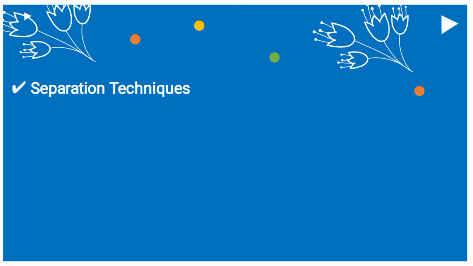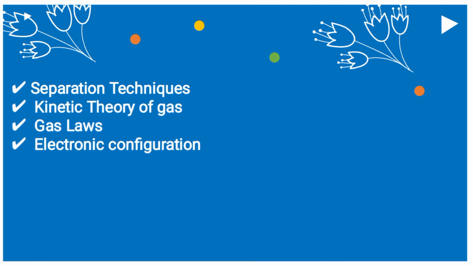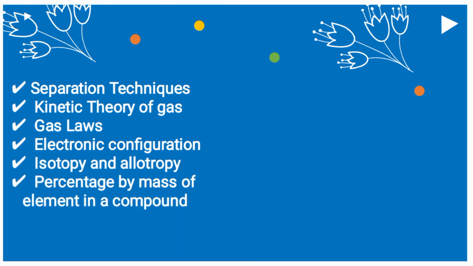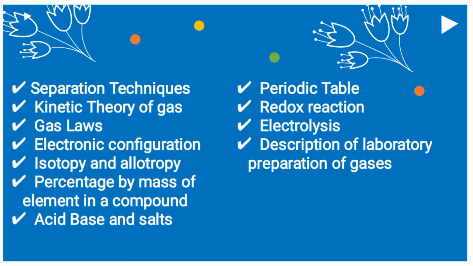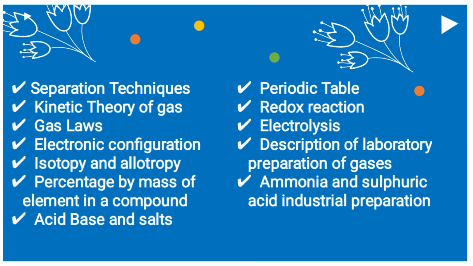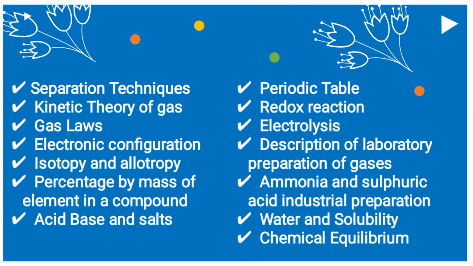What I'm going to be looking into is separation techniques, kinetic theory of gas laws, electronic configuration. Sometimes we can even call it electron configuration, isotopy and allotropy. You need to have that. Percentage by mass of element in a compound, acid, base, and salts, periodic table, which we just did last time, redox reaction, which we also did last time, electrolysis we did last time, description of laboratory preparation of gases, which is current term, and ammonia and sulfuric acid industrial preparation, current term, and water and solubility. And the last one is chemical equilibrium.